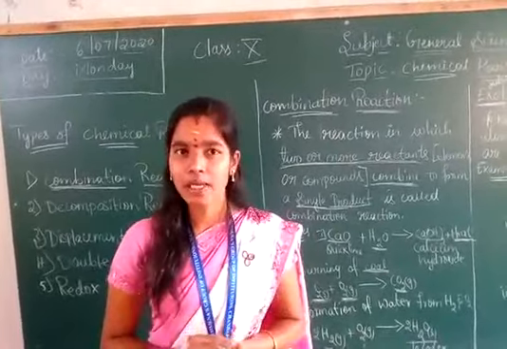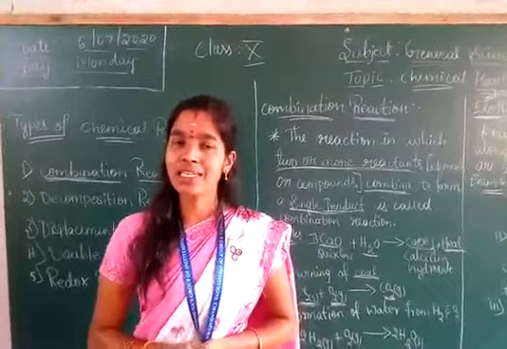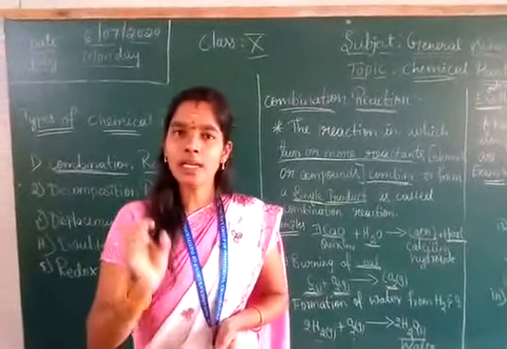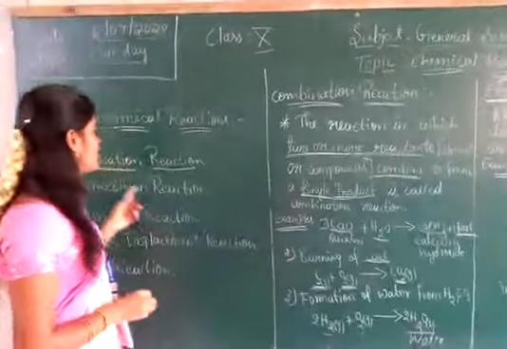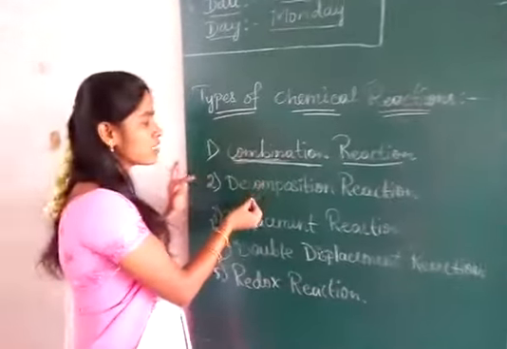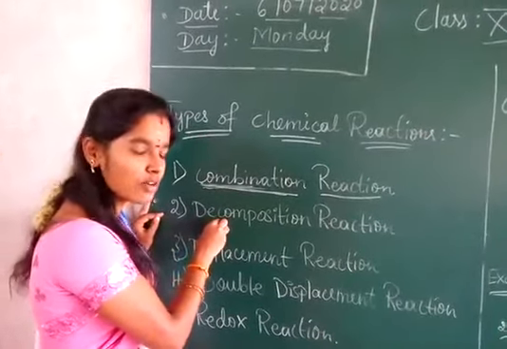Types of chemical reactions. There are majorly 5 types of chemical reactions. Keep it in mind, there are 5 types. First one is combination reaction. Second one is decomposition reaction.